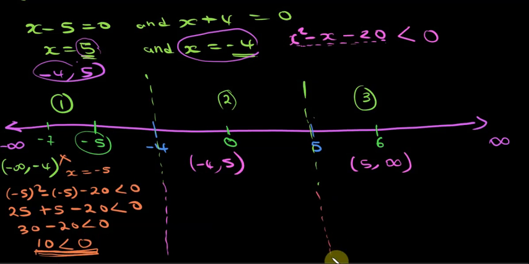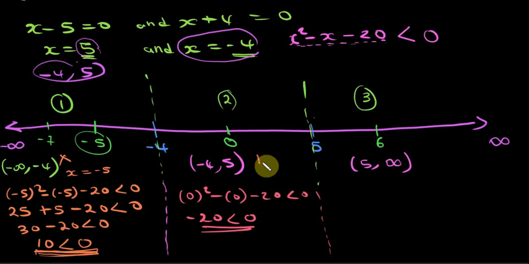Let's move to the second region, which is from minus 4 to 5. In this case, we'll use 0 as a test point. 0 squared minus 0 minus 20 should be less than 0. 0 squared is just 0, minus 0 is just 0, so minus 20 is definitely less than 0. So this region meets the given condition.